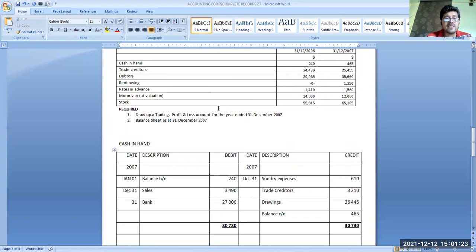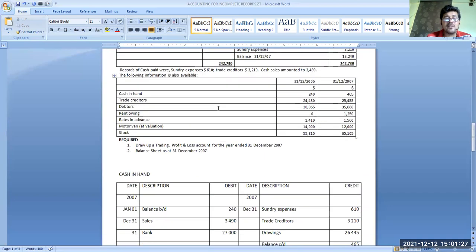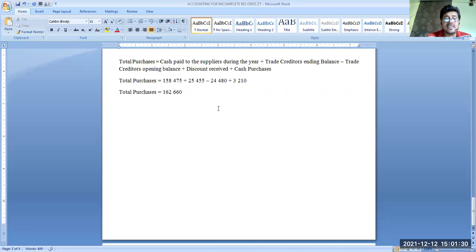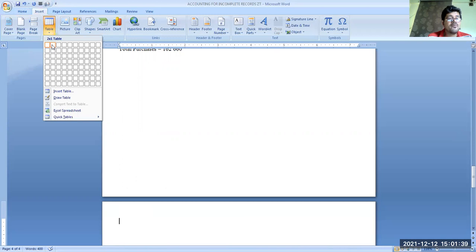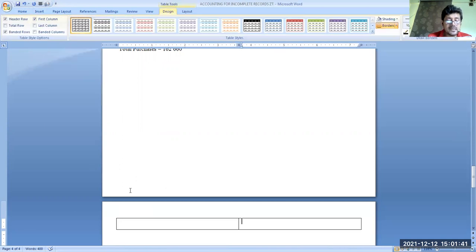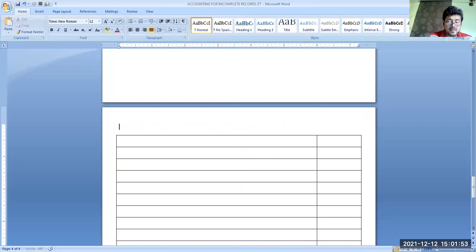Okay, now what next? After total sales and total purchases, we can go to the requirement of the question, that is making a trading or income statement and a balance sheet. Okay, now we are making the income statement. So this is your income statement.